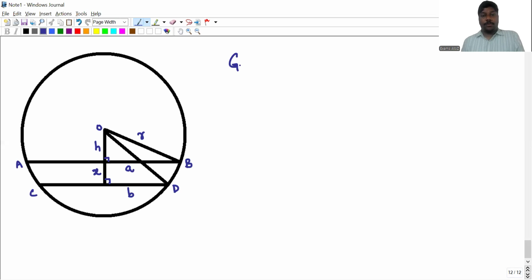So what are the given values? They'll give you A, B, and X. What do you mean by A? A is half of the larger chord, B is half of the smaller chord, and X is the distance between the two chords. And this is the same side. Now, how do you solve it? How do you find the radius?